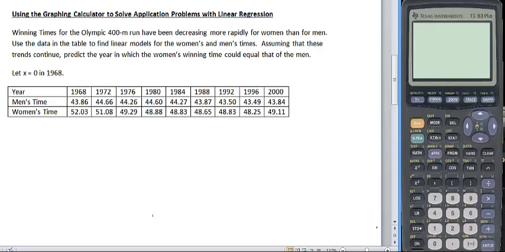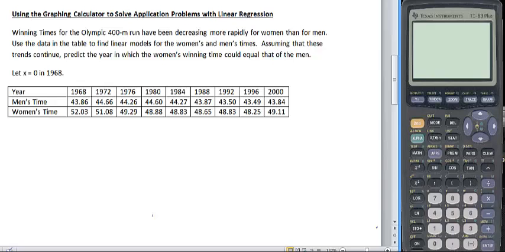So in this second example, we're going to use the graphing calculator to solve application problems, and we're going to bring back into play our ability to create linear regressions using the graphing calculator. Our scenario says that winning times for the Olympic 400-meter run have been decreasing more rapidly for women than for men. We want to use the data in the table to find linear models for the women's and men's times.